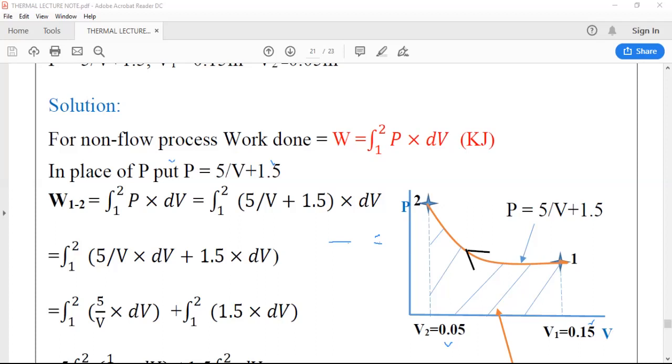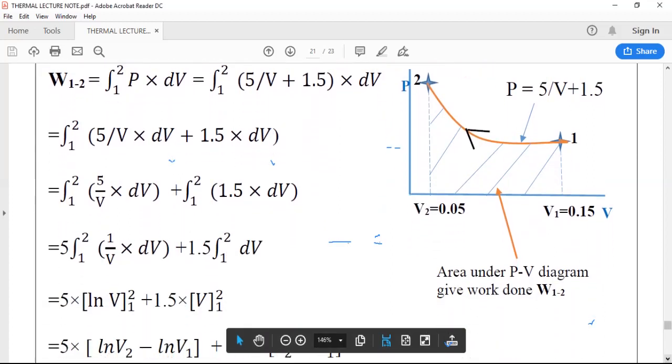So in place of pressure, what do we put? We put 5/V + 1.5, multiplied by dV, integrated from 1 to 2. For simplification, multiplying dV inside the bracket gives 5/V dV plus 1.5 dV. Since this is an addition, if I split these two terms, what will it become?